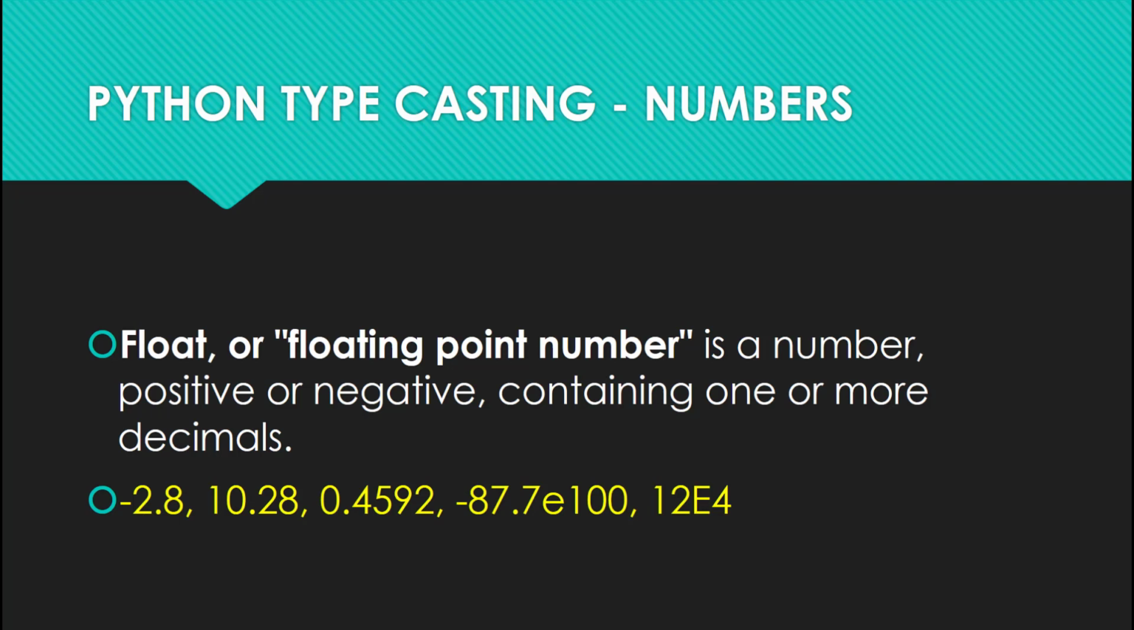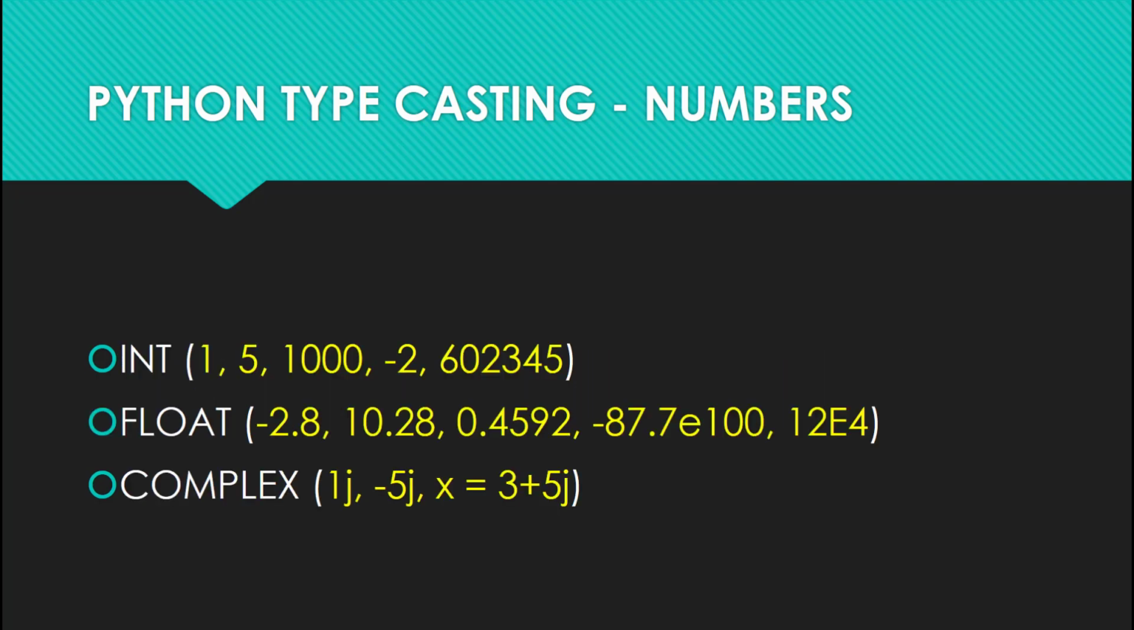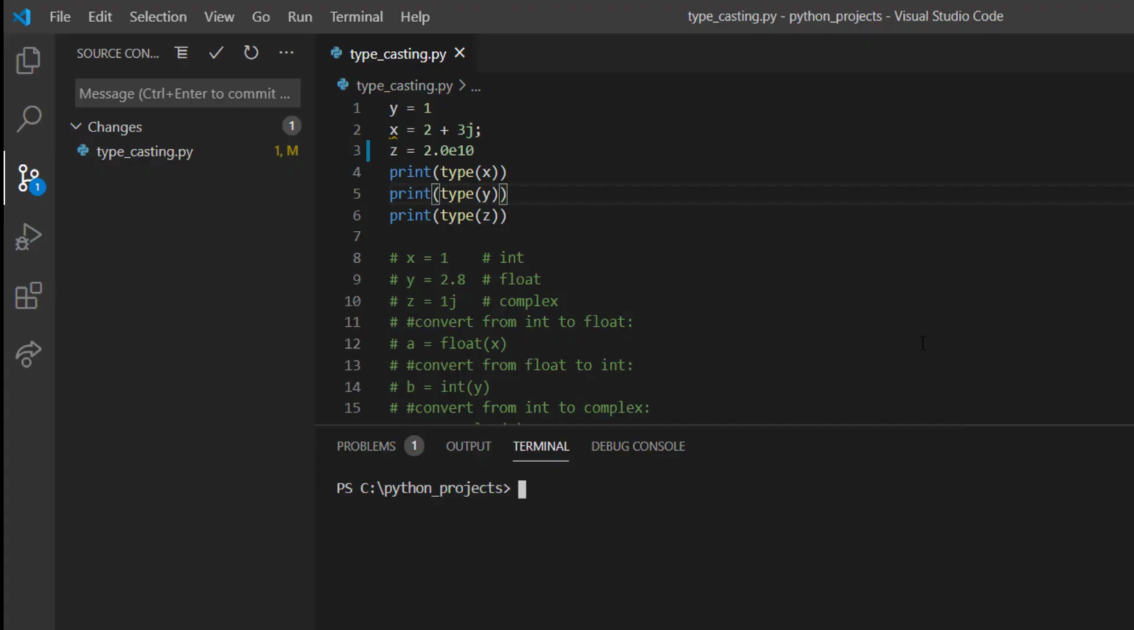also 12 exponential 4. The third type of number we have is complex numbers, and simply they are written with a J as the imaginary part. So let's see how we can confirm the types of numbers.